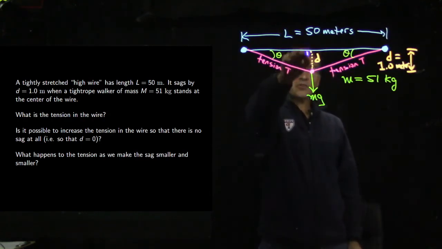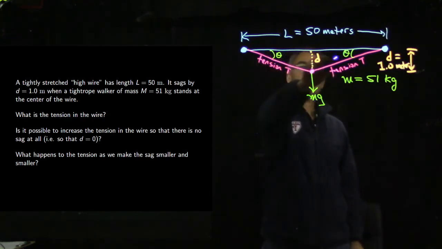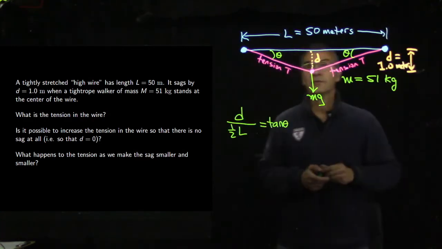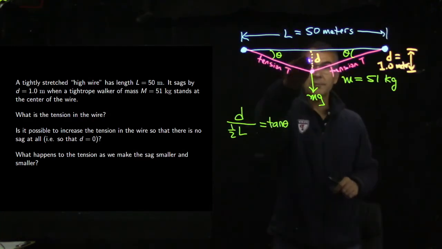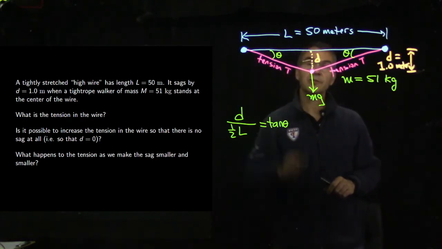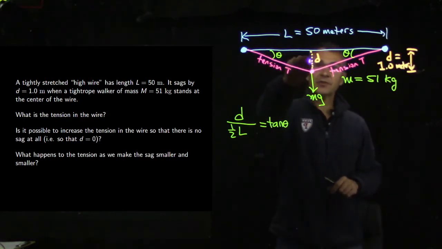So the situation is symmetric because the person is in the middle. So this angle theta is the same as this angle theta. And the tangent of this angle theta must be d over half L. So I claim that opposite over adjacent, which is a tangent, must be this little d divided by half of this big L, because adjacent here is 1/2 L and opposite here is d.